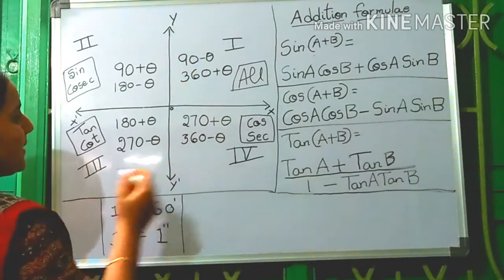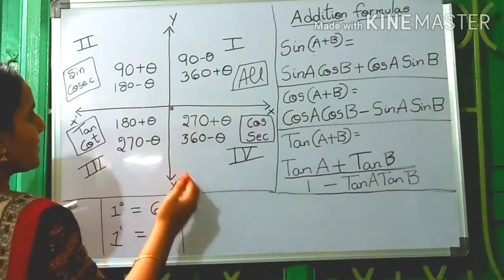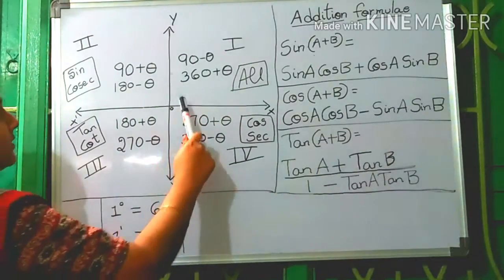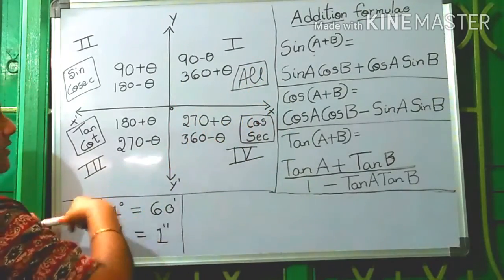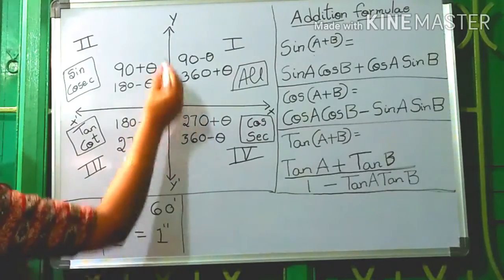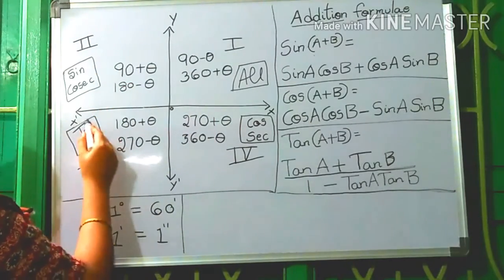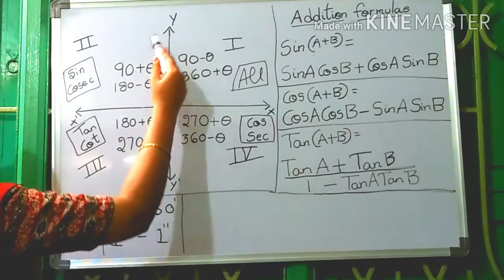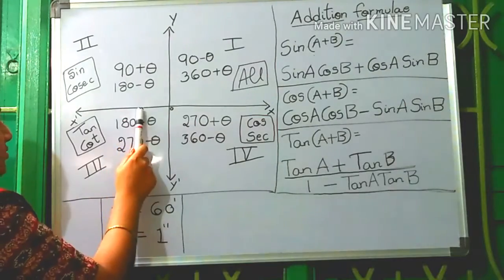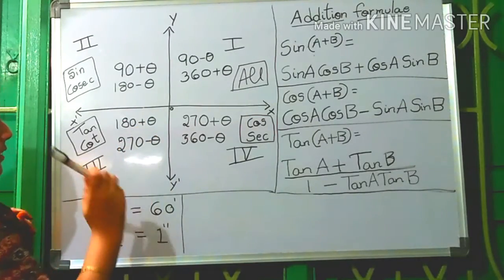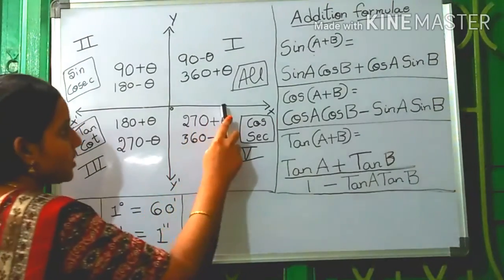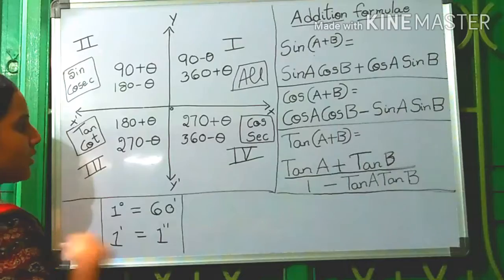Consider this xy plane like this. This is the x-axis and this is the y-axis. It divides the plane into four quadrants. This is the first quadrant where the x values are positive and y values are also positive. And this is the second quadrant where the x values are negative and y values are positive. And this is the third quadrant in which x values are negative and y values are also negative. And this is the fourth quadrant in which x values are positive and y values are negative.